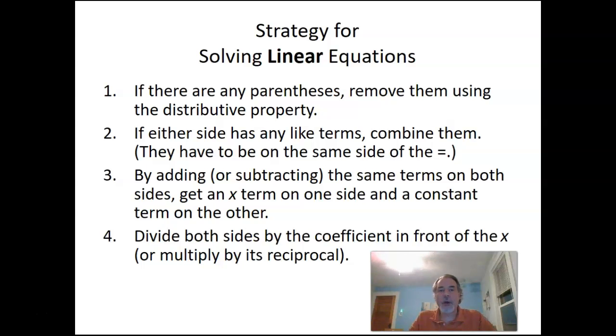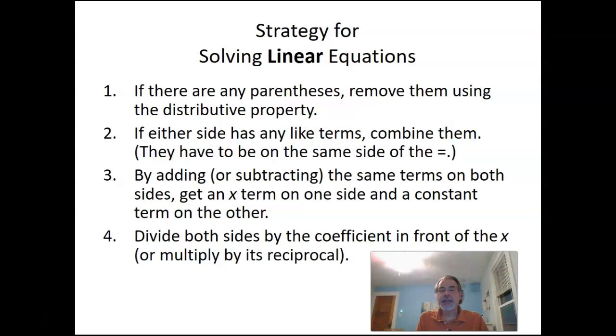Step 1, if there are any parentheses, remove them using the distributive property. Then step 2, if either side has any like terms, so if there's more than one x term on the same side or more than one constant term on the same side, combine them. Then, by adding or subtracting the same term on both sides of the equation, get just an x term on one side and just a constant term, a number by itself, on the other side.